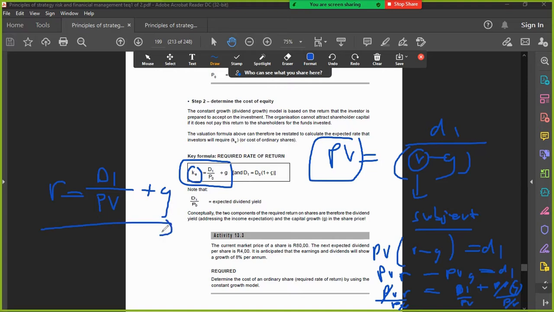It's the same formula. So you can just use one formula. You don't have to use so many different formulas. It's the same thing. It's the principle that's important. This is Gordon growth. That's important.